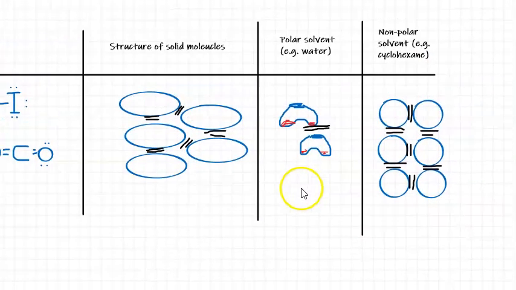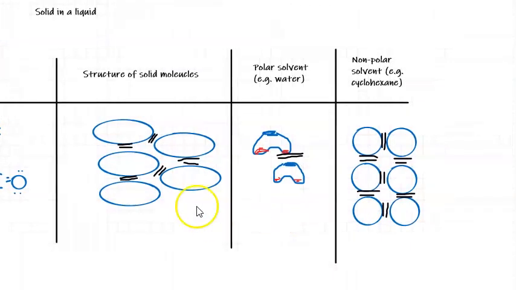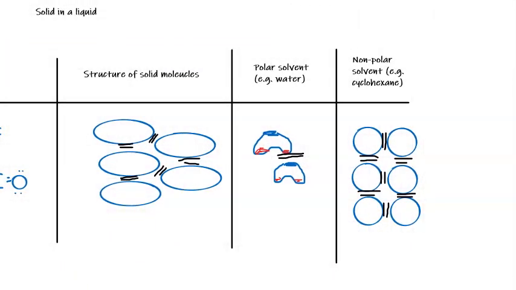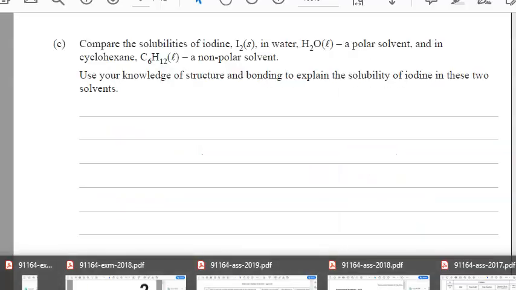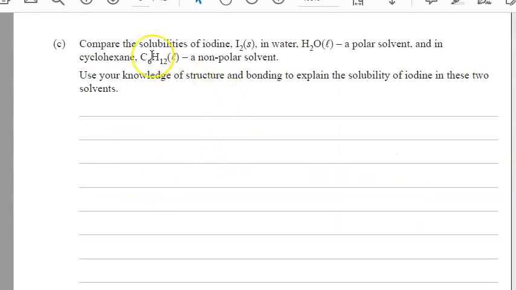So we'll look at a past exam question just going over these explanations. This is a question from last year. Compare the solubilities of iodine in water, a polar solvent, and in cyclohexane, a non-polar solvent. Use your knowledge of structure and bonding to explain the solubility of iodine in these two solvents. So we'll have a look at what the answer says here.